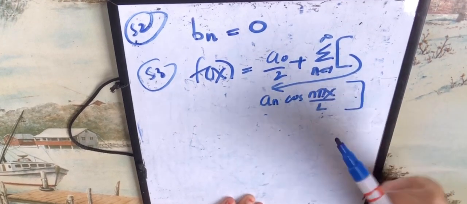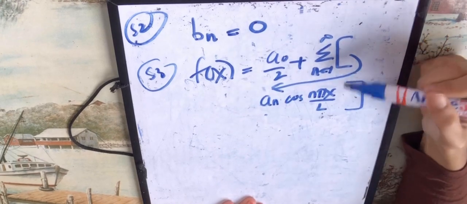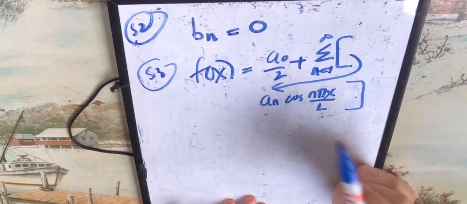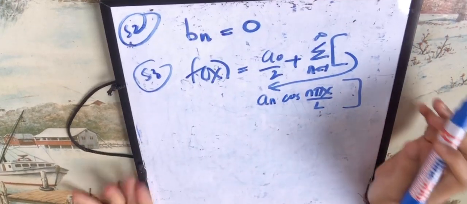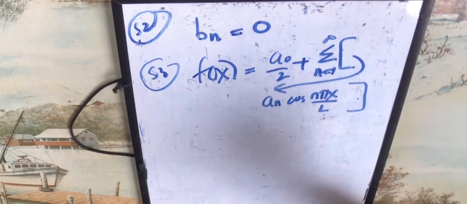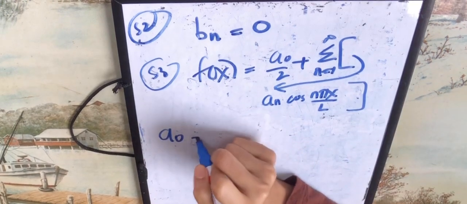So you will be left with a0 over 2 plus summation from n=1 to infinity. Inside the bracket you have a_n cos(n pi x over L). So now your job is to find a0 and also a_n. Okay, what is your a0?